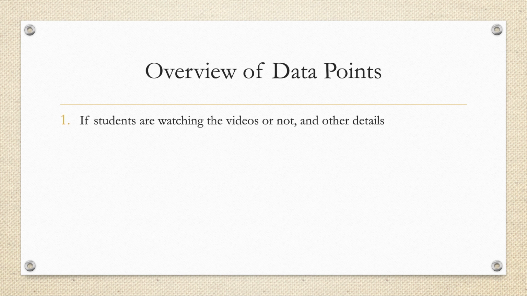The first data point is whether or not students watched the video and other details like when and how long it took them to watch it. This can be very specifically tracked in tools like PlayPosit or Edpuzzle, which we talked about in the last lesson. The second data point is students' retention levels immediately after they watch the videos. So this is also built into tools like PlayPosit or can be built with a Google form.